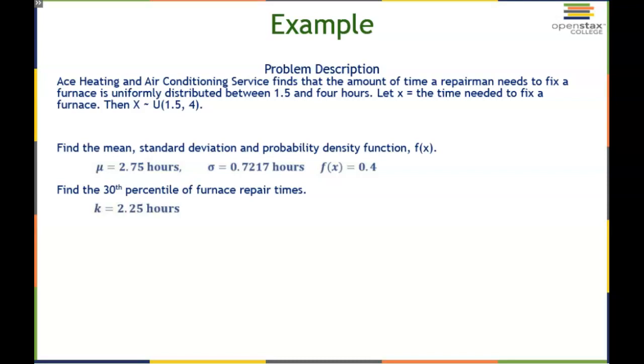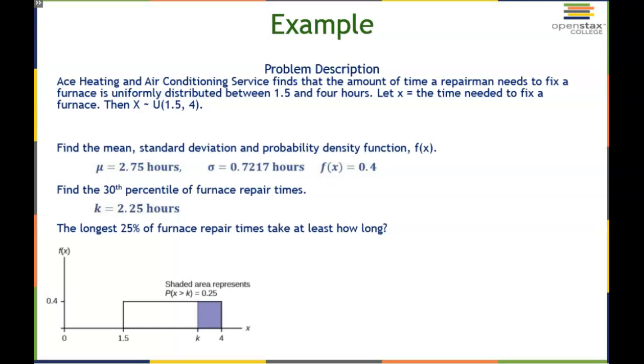Let's do one more problem with this information, this problem description. The longest 25% of furnace repairs takes at least how long? Now again, I like to draw a little graph of what the problem looks like. So I'm looking for the top 25%. That means I'm bounded by my high value of 4, but I don't know what that low value is. I'm going to call that k.